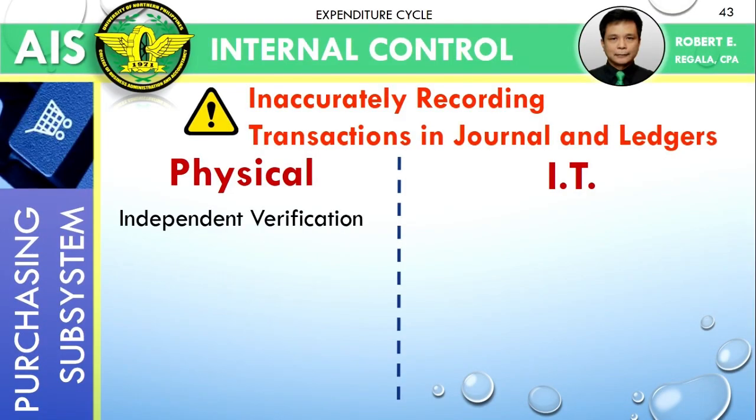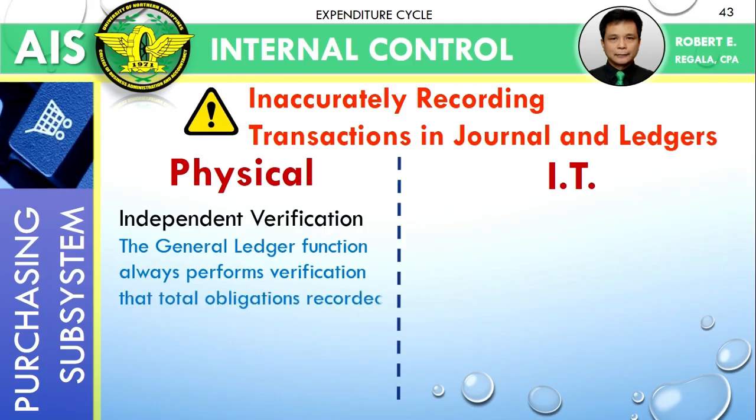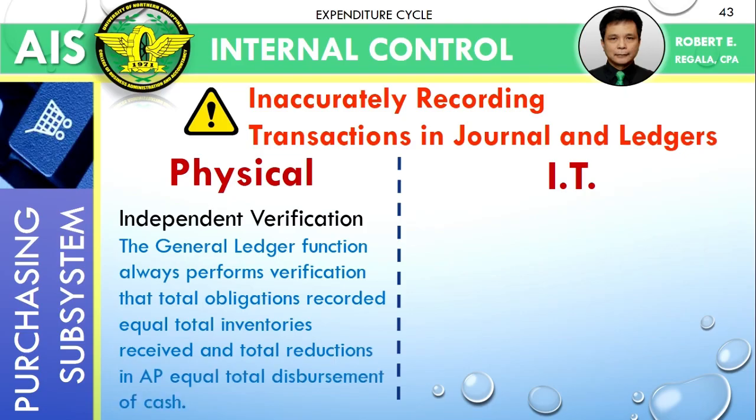Independent verification. The general ledger function provides an important independent verification in the system. It receives journal vouchers and summary reports from inventory control, accounts payable, and cash disbursements. From these sources, the general ledger function verifies that the total obligations recorded equal the total inventories received, and that the total reductions in accounts payable equal the total disbursements of cash. Many transaction errors that might occur in the source subsystems will be flagged by discrepancies in the summary numbers that they provide to the general ledger function.